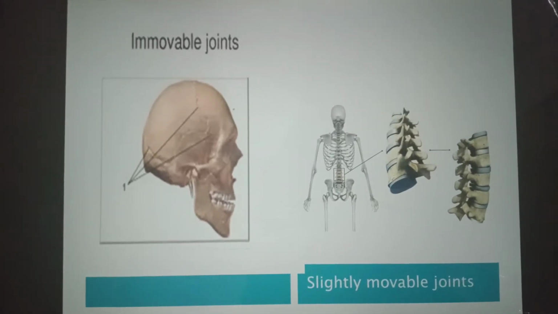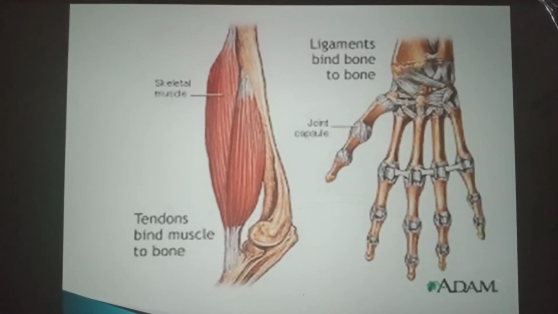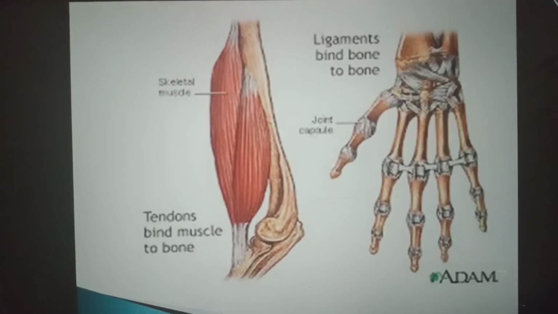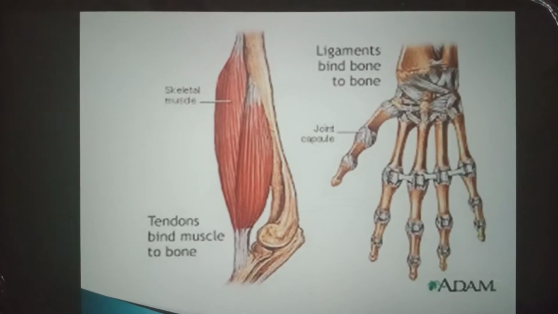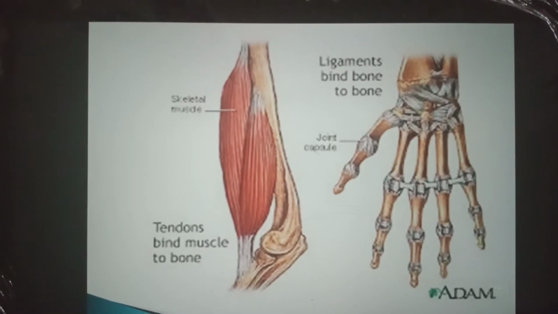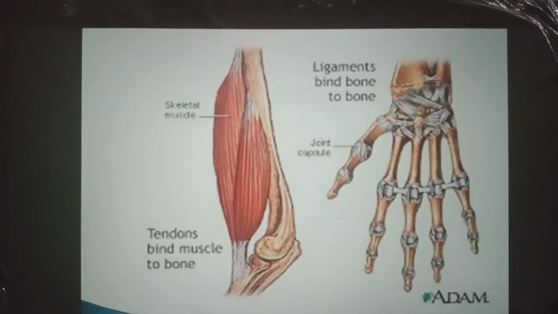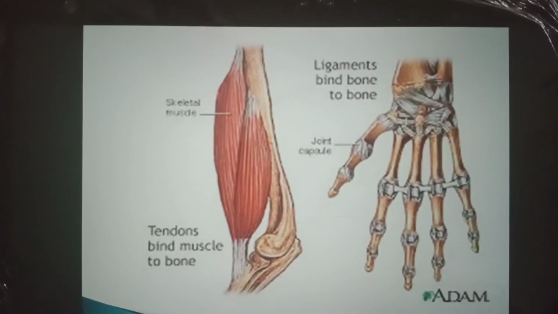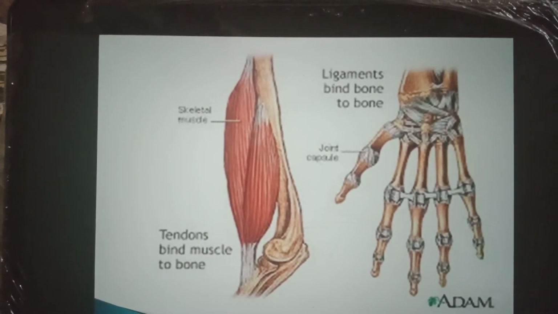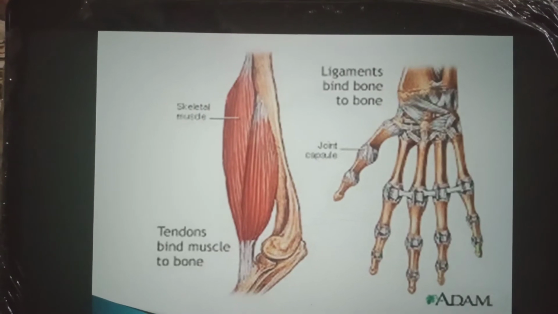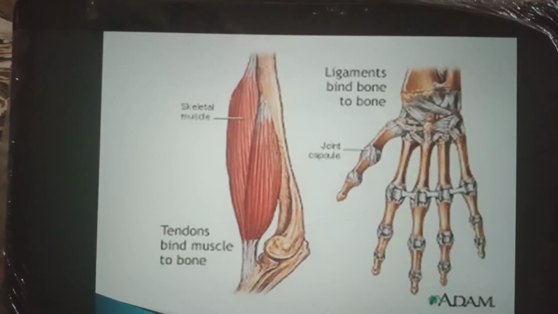I have discussed the immovable joints and slightly movable joints. And now I will discuss tendons and ligaments. Tendons and ligaments are bands of connective tissue made of collagen. Tendons are tough bands and attach muscle to the bone. When a muscle contracts, the tendon exerts a pulling force on the attached bone, which moves as a result. Ligaments are strong but flexible bands and join one bone to another. They prevent dislocation of bones at joints.